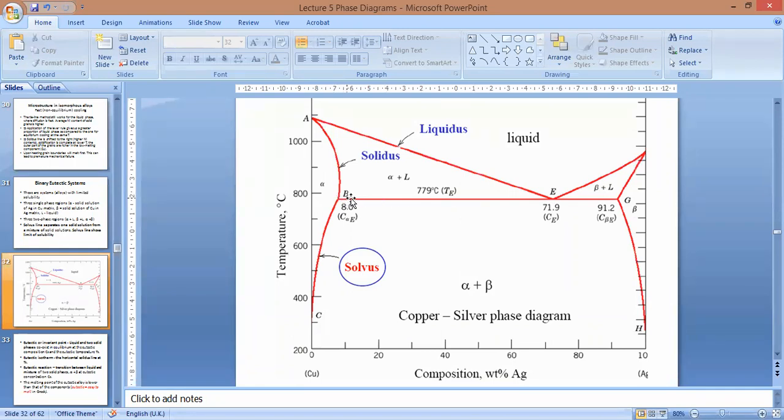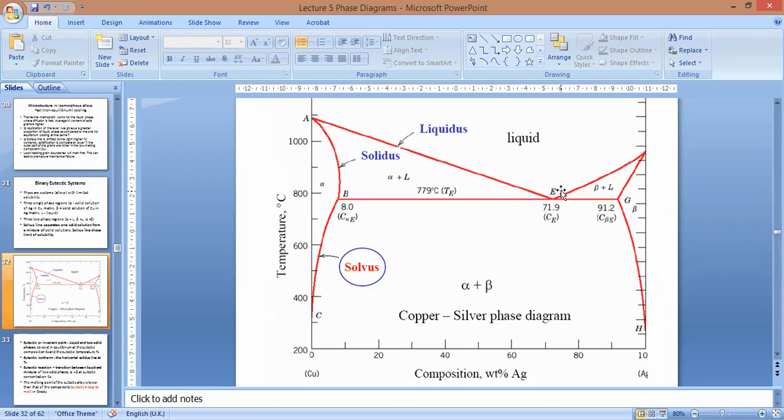Okay, what else? There's this line here. This line is known as the eutectic line. This horizontal line is known as the eutectic line, and it separates this intermediate phase from this, and this intermediate phase from the solid. So this is the solid phase, which is known as the alpha plus beta phase. You have two types of solids here combined: the alpha solid plus the beta solid.